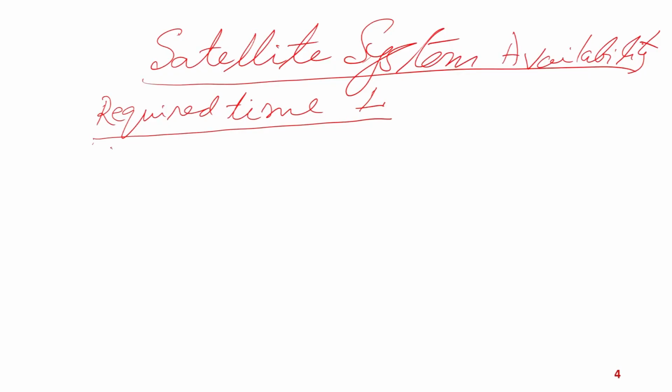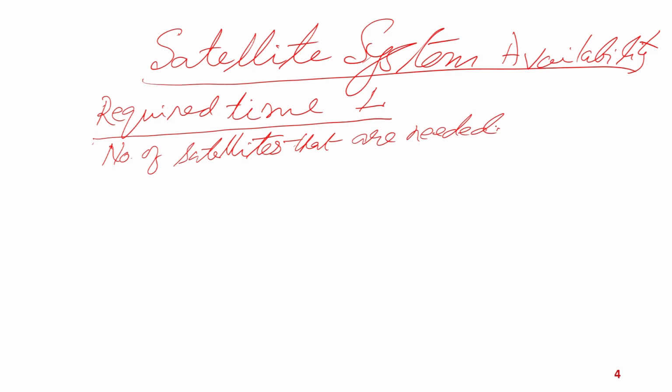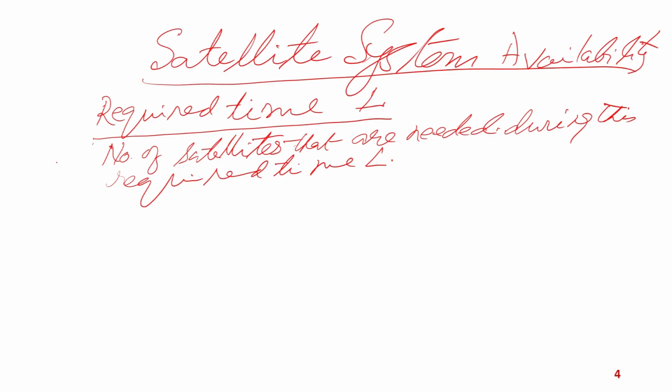I write the required time as L. Next is the number of satellites that are needed, or needed to be launched, during this required time L. This I will define as N. Then we will put A, the availability of the system.